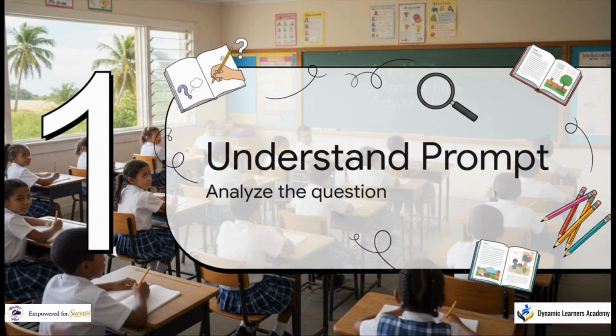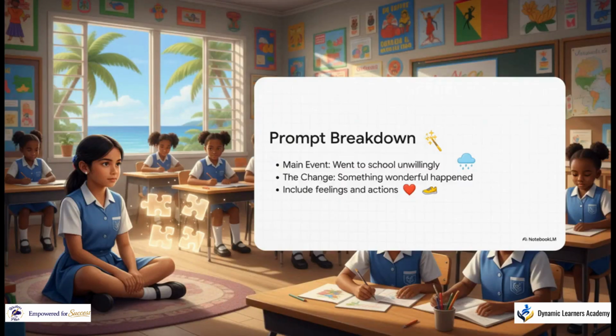All right, Section 1, Understanding the Writing Prompt. Before we even think about writing a single sentence, we absolutely must understand the prompt. This is a trap so many students fall into. They rush straight into writing without carefully analyzing what the question is really asking. But strong writers, they hit the brakes. They look for the main event, the change, the important details, and the feelings.